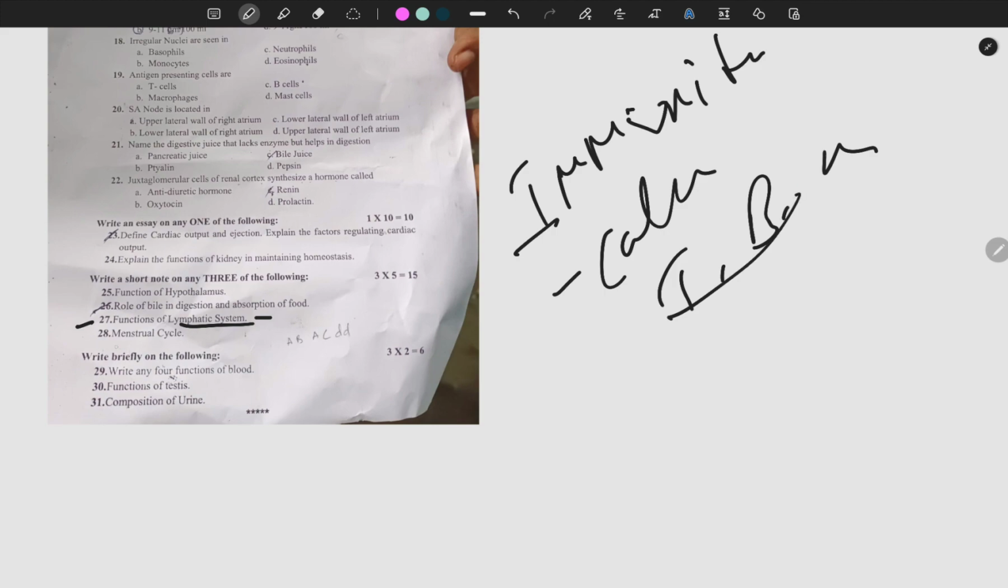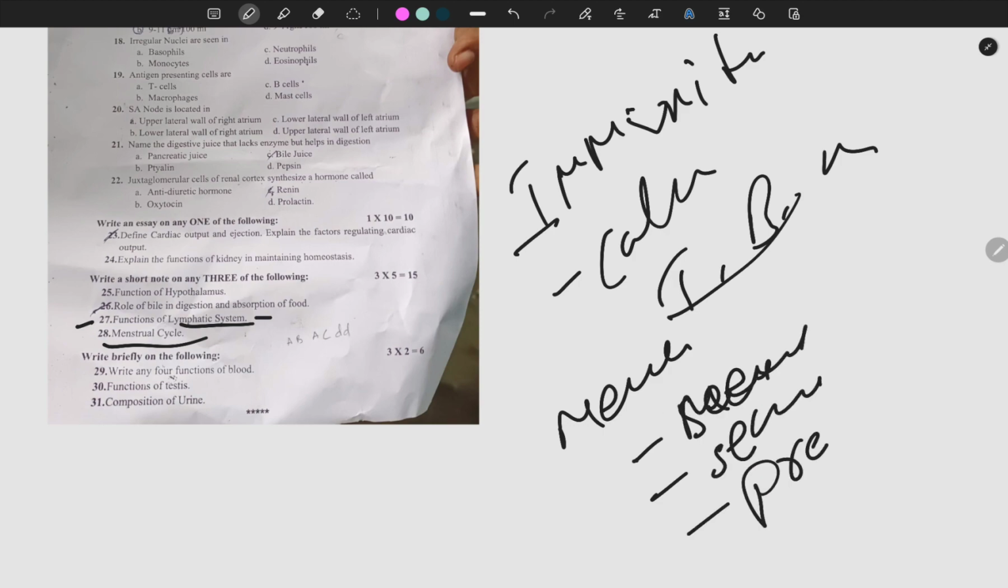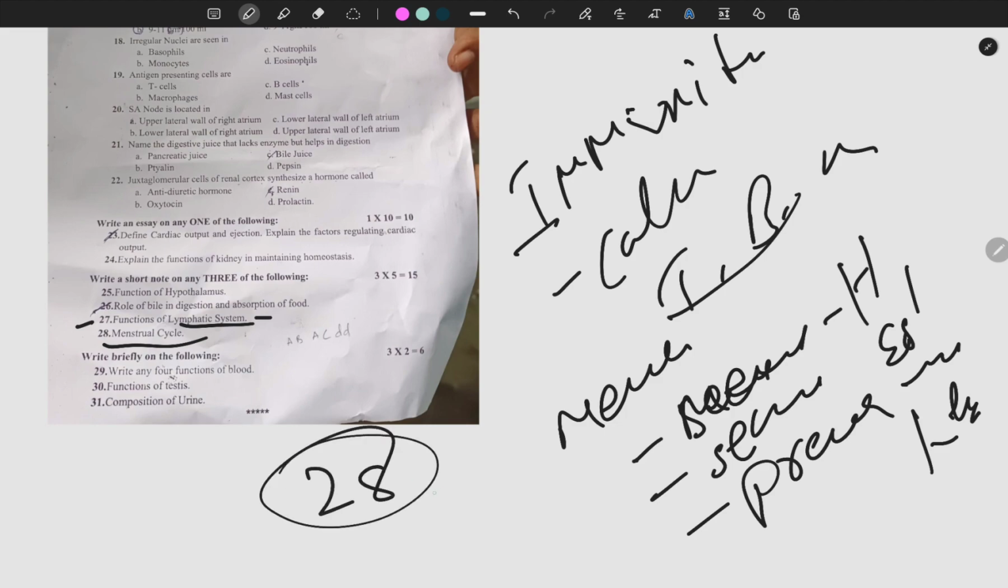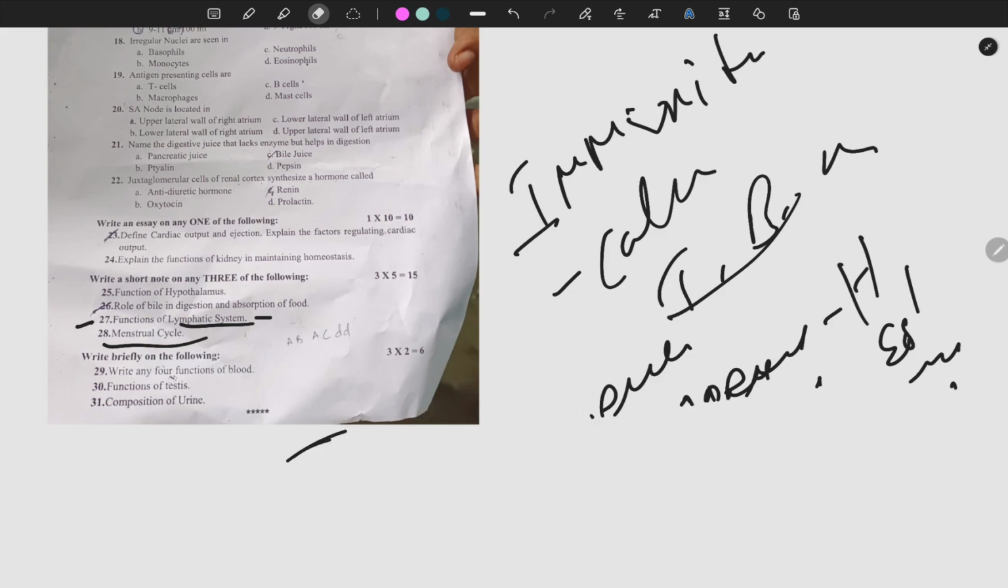And the next one is the menstrual cycle. In the menstrual cycle we have the phases: first the menstruation phase, the secretory phase, and the proliferative phase. The hormones present are estrogen, progesterone, and luteinizing hormone, and all this comes under the menstrual cycle, which is about 28 days. So like that you can write for the menstrual cycle, which hormones, what is normal and what is abnormal.